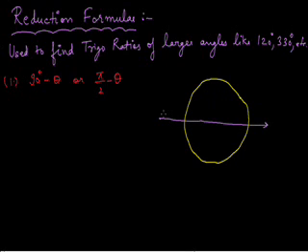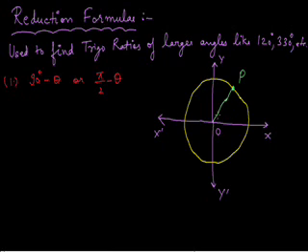Let's divide this circle into 4 equal partitions with the help of the x-axis and y-axis. This is x, O, x dash. This is y, O, y dash. Let's take a point P. Let's join O and P. Let's say this angle is theta. So the triangle of reference corresponding to P can be obtained by dropping a perpendicular from P on the x-axis. Let this point be M. Let this distance be y and this distance be x.